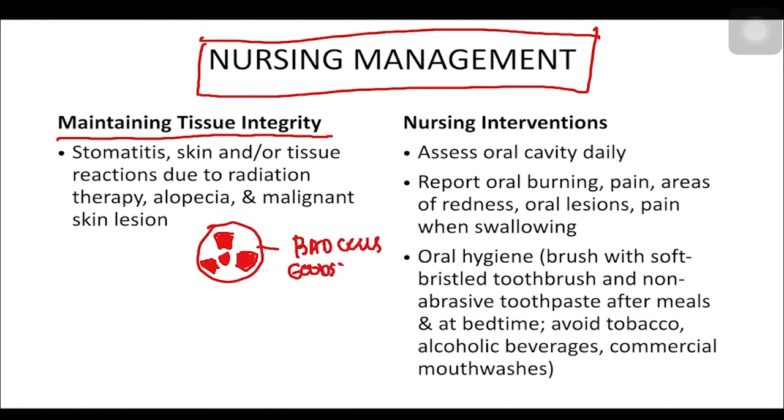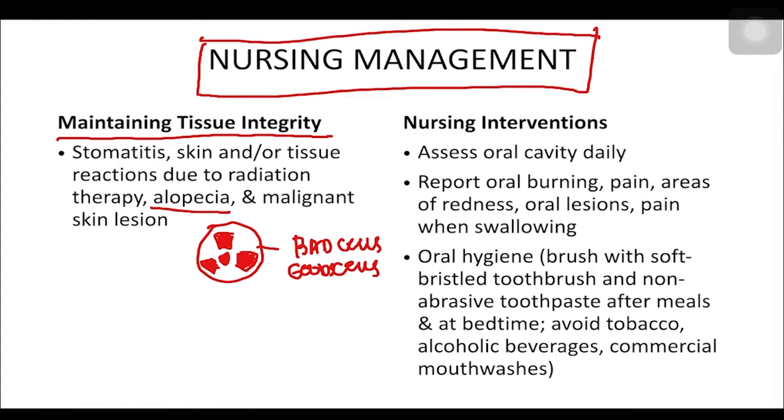Therefore, your skin protection, your skin is made up of cells. Therefore, your skin would be having irritations or reactions due to radiation therapy. Your hair is also made up of cells. Yung base or yung glands of your hair will be affected with the radiation therapy. Therefore, having your patients to have alopecia or fall out of hair or baldness.